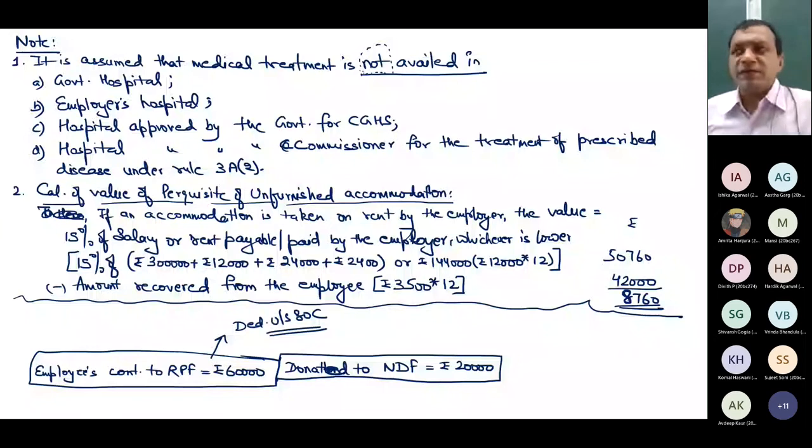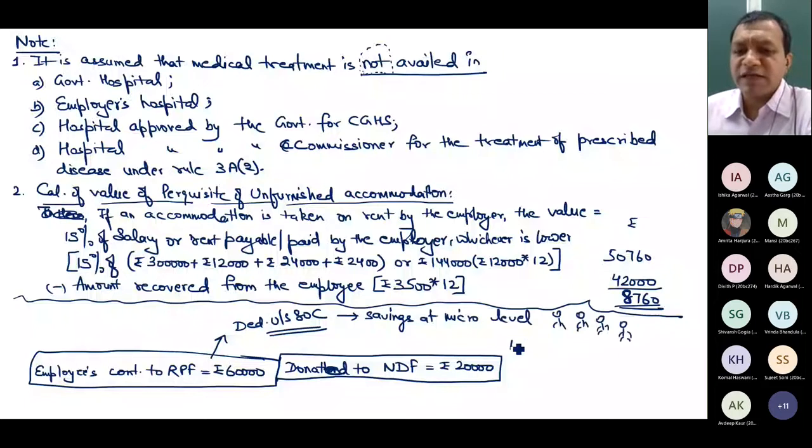So when you do any saving, what is the benefit to the government? In fact, there is a loss to the government. It reduces your income for the purpose of taxation. But savings at micro level, micro means different individuals, when we all save some amount, when different crores of people save some amount, it ultimately promotes, it increases investment at macro level. This is what the intention of section 80C is.